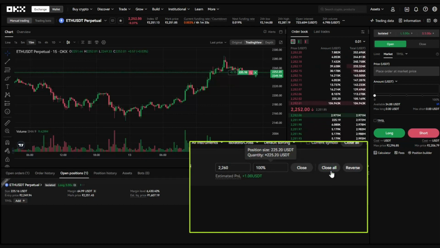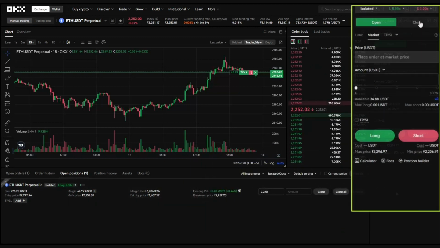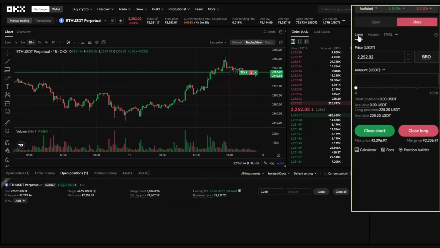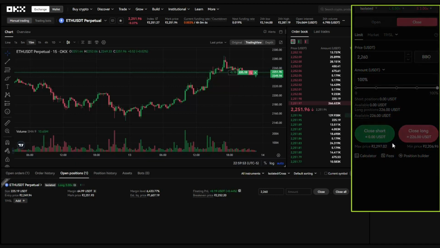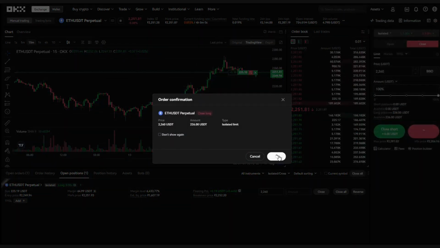For me, the best way to close trades is in this main section. You select Close. Here you enter the price. You choose the percentage you want to close on the trade. I'm going to choose 100%. Select Close Long, and that's it.